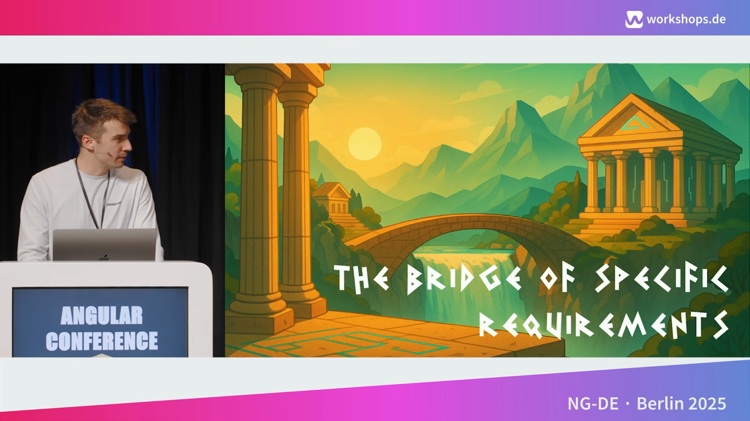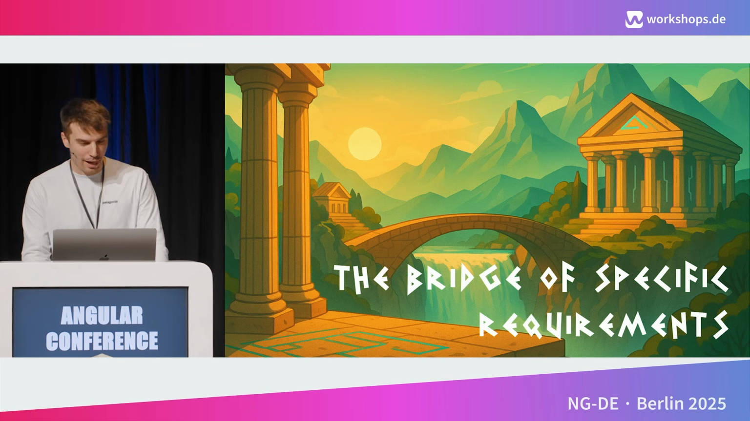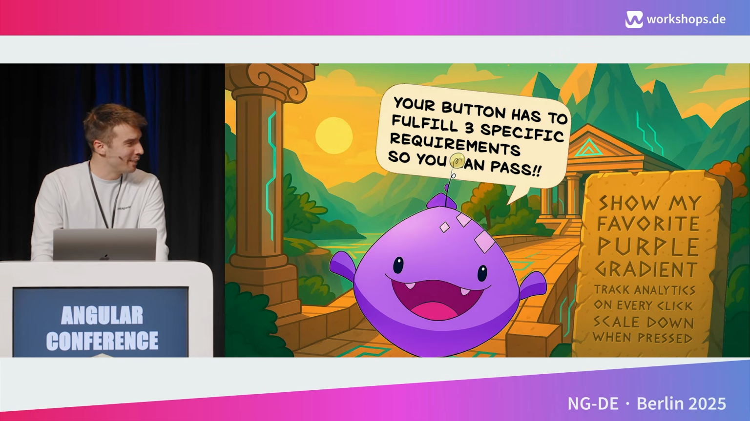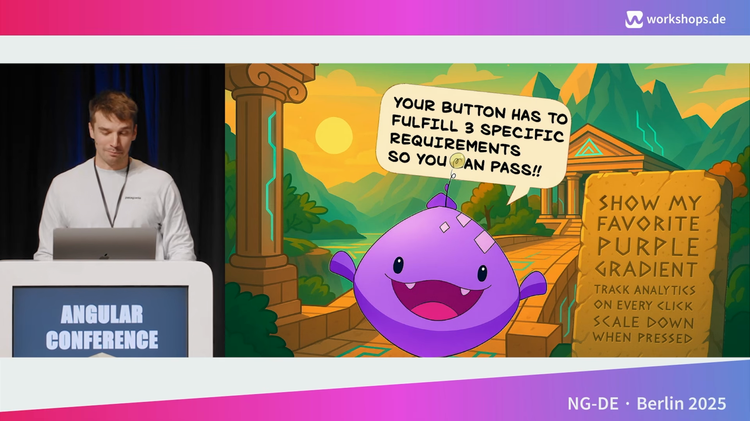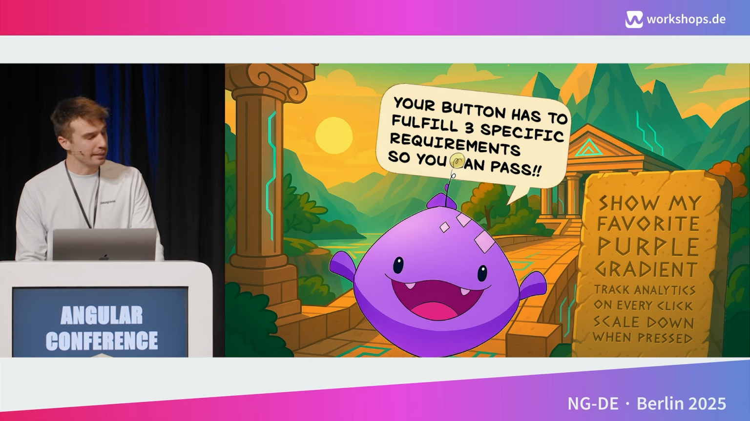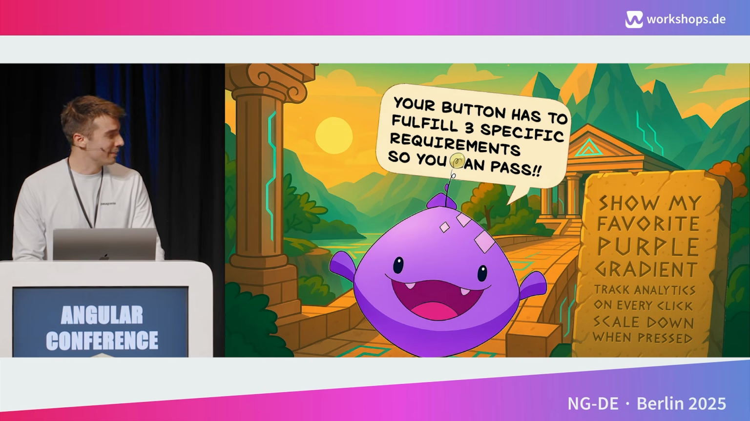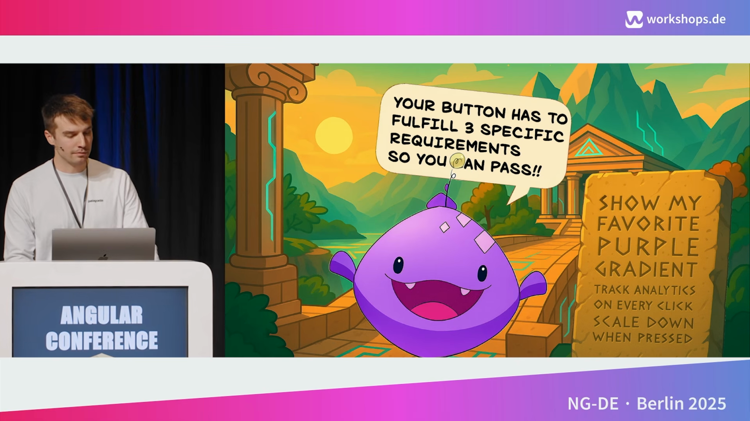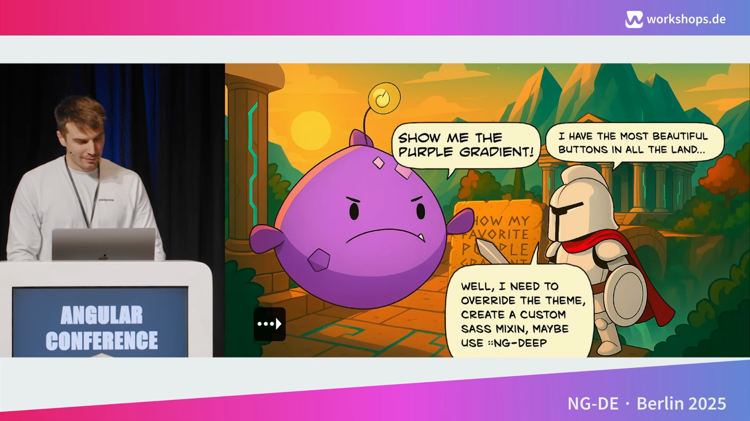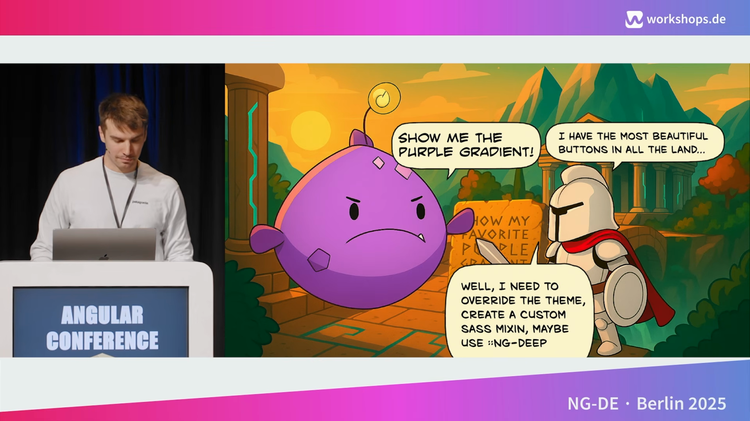Okay, so are you ready for the final challenge? The bridge of specific requirements. Well, everyone knows that our friend, the anglerfish, loves purple gradients. And to pass over his bridge and make it to Mount V1, your button must do 3 things. Show their favorite purple gradient, track analytics on every click, and scale to make the button look interactive when the user clicks on it.